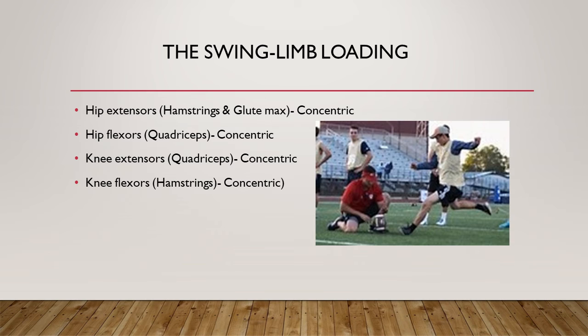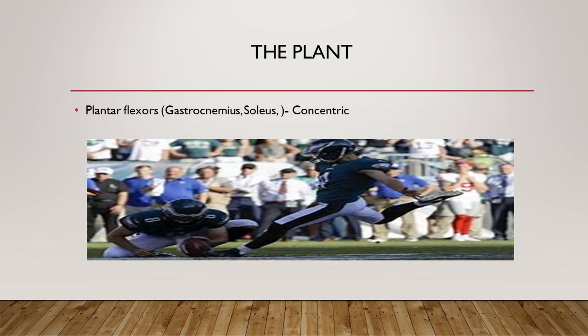The swing limb loading phase. The hip extensors, hamstring and glute max, are concentrically contracting. The hip flexors are concentrically contracting. The knee extensors are concentrically contracting. And the knee flexors are concentrically contracting. The plant phase. The plantar flexors are concentrically contracting.